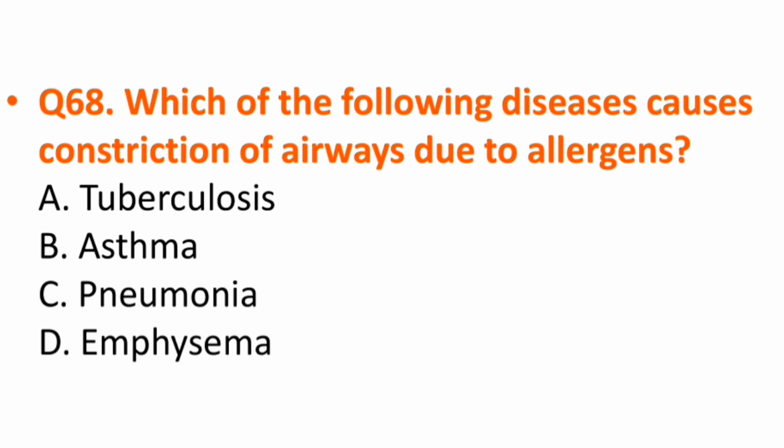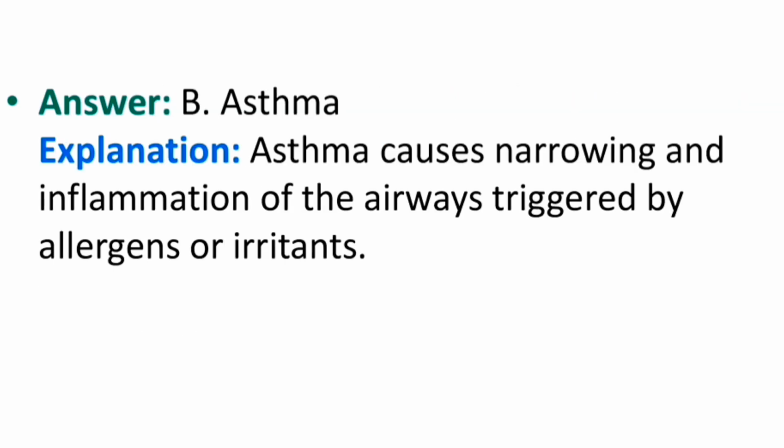Which of the following diseases causes constriction of the airway due to allergens? Option A, tuberculosis, option B, asthma, option C, pneumonia, option D, emphysema. The correct answer is option B, asthma. Asthma causes narrowing and inflammation of the airways triggered by allergens or irritants. Next question.